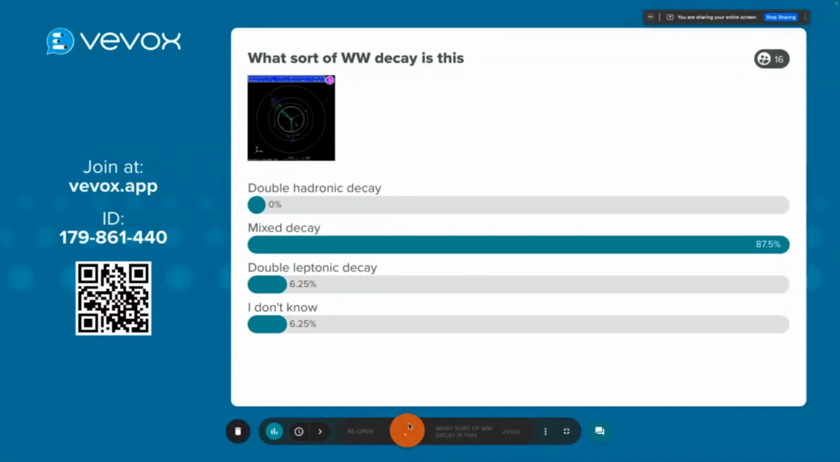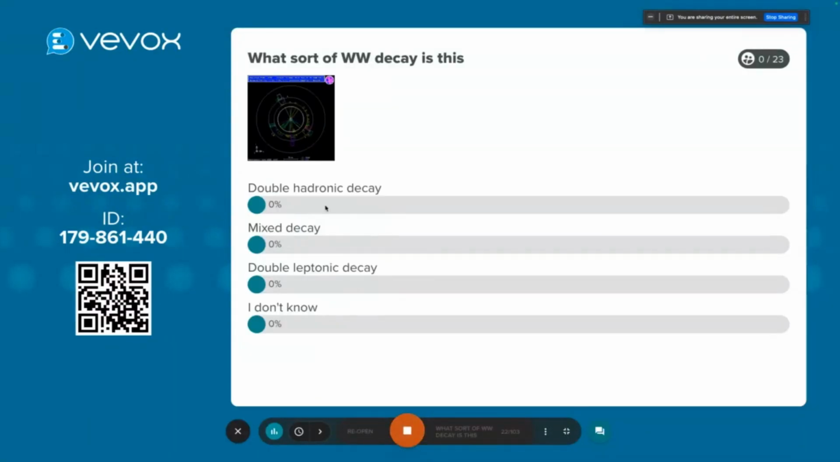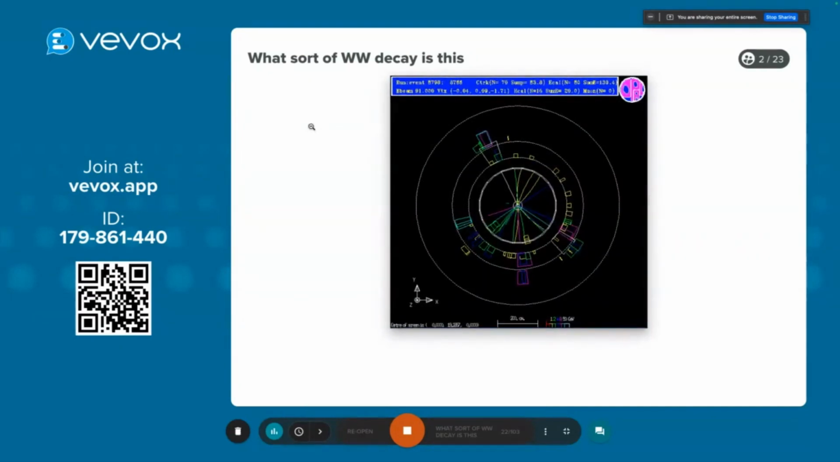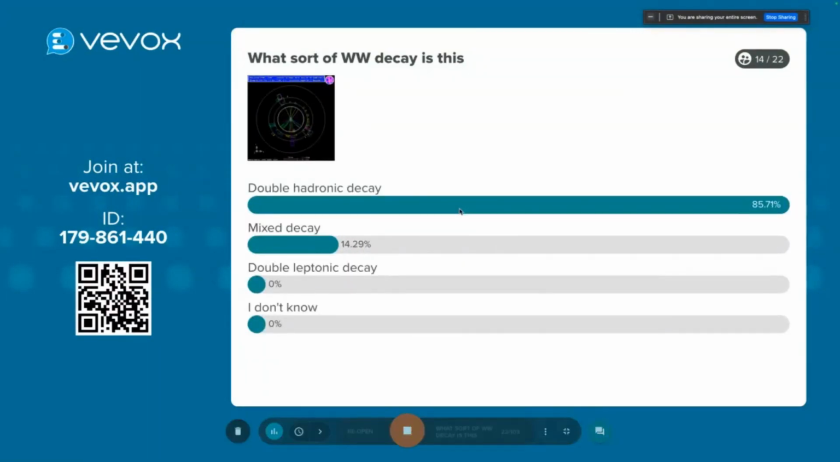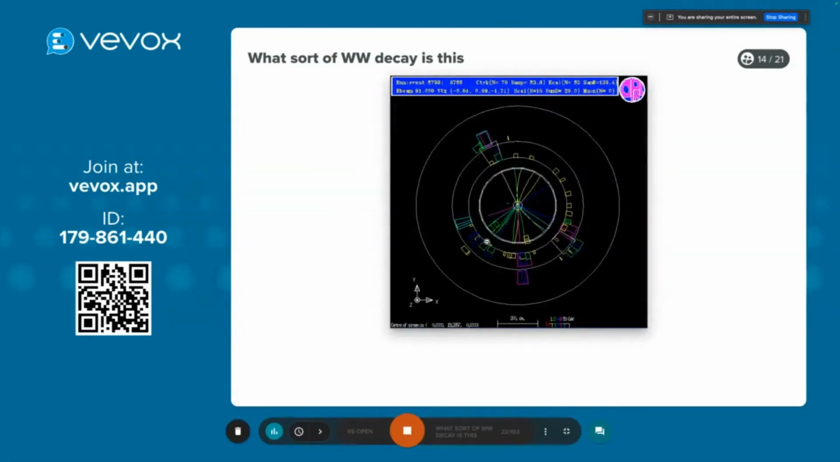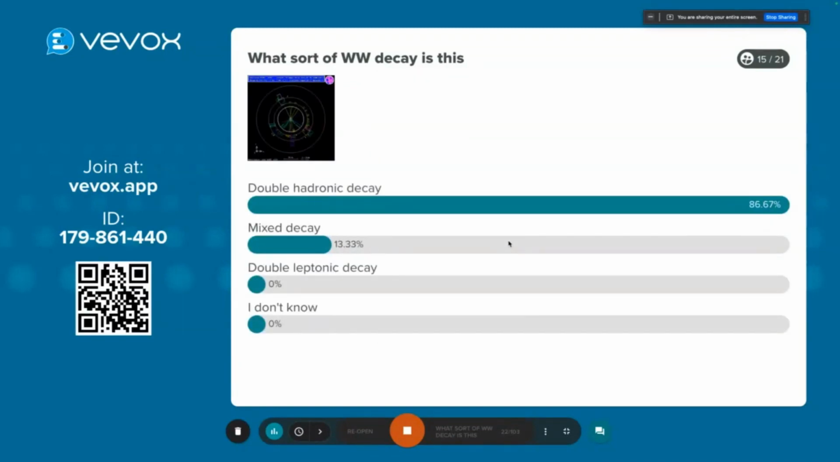And final event, before we move on to the analysis. Nice messy one to finish with. Looks like you've mostly gone for double hadronic. Tempted to agree there, although it maybe could be a mixed as well. Nothing is certain in science, as we know.